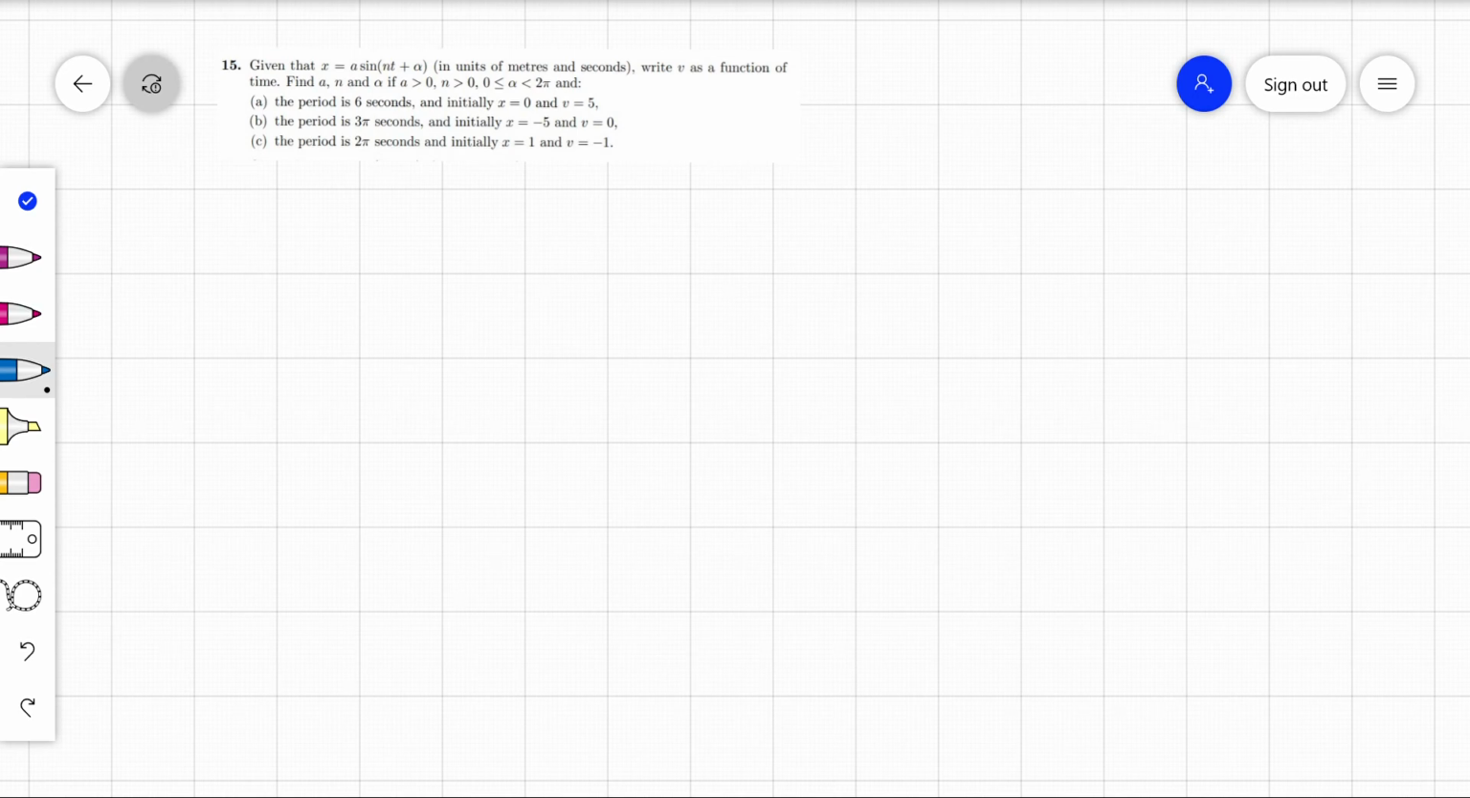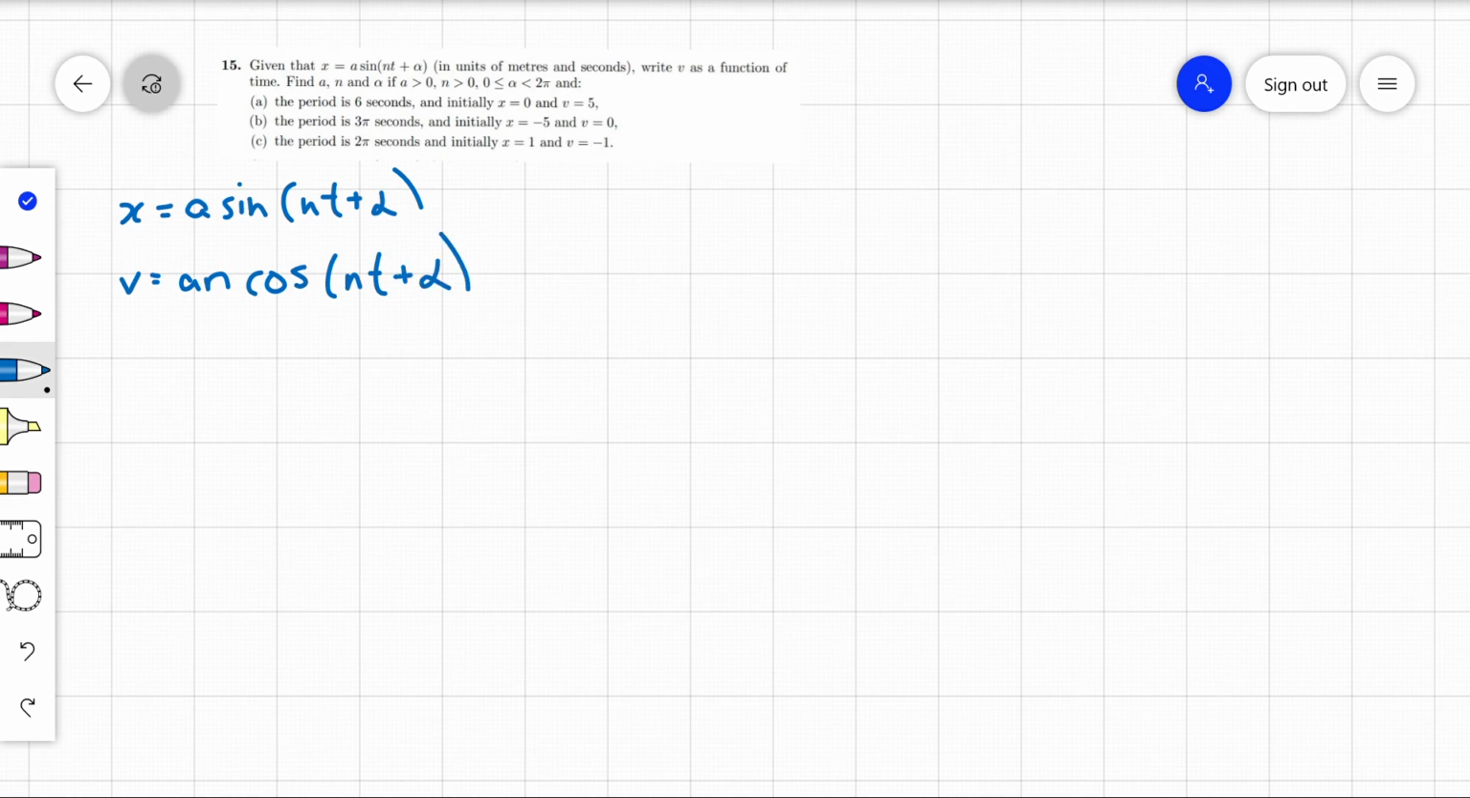Okay, so here we've got to figure out what a, n and alpha are given different conditions. So let's have a look at, and again we need our x and our v equation. So if we have a look at our x equation and our v equation, so differentiate with respect to t, so the rest is just constants.